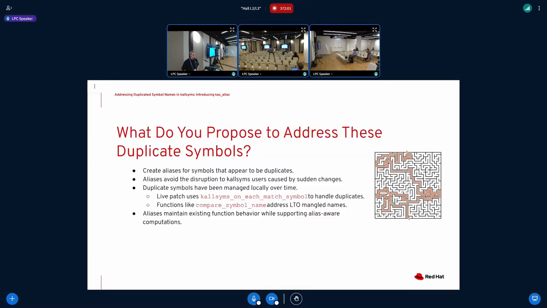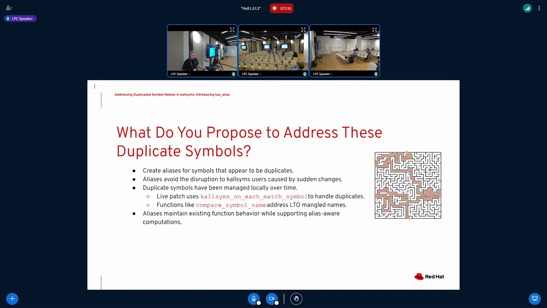So, what do I propose to address this duplicate symbol? The idea is to create aliases for symbols that appear to be duplicate. You may wonder, why aliases? Because duplicates have existed forever, and changing things suddenly can create more problems than it solves. As said, duplicate symbols have been around for a long time, and tools around the kernel tracing over the years have found their way to deal with this.